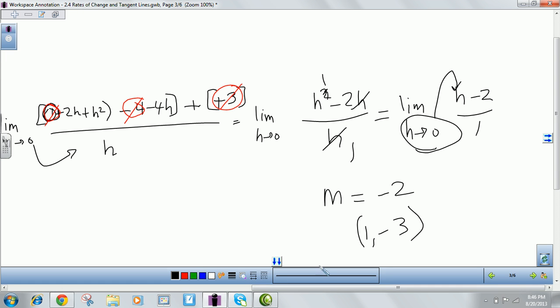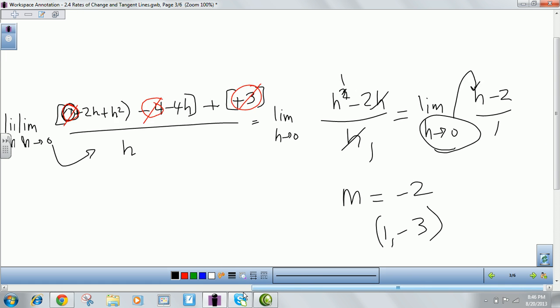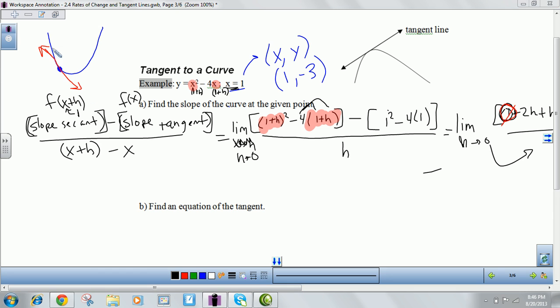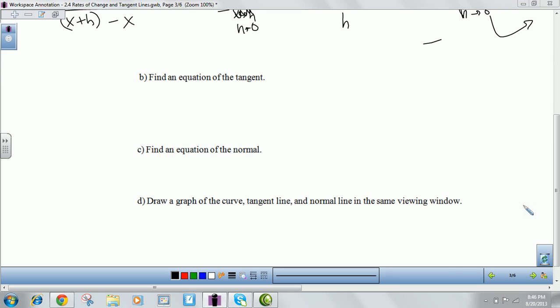Okay, so if we come back here, the slope of this red line is going to be negative 2. That's the slope of the curve at that given point. That's it. Okay? Alright, so now find the equation of the tangent.